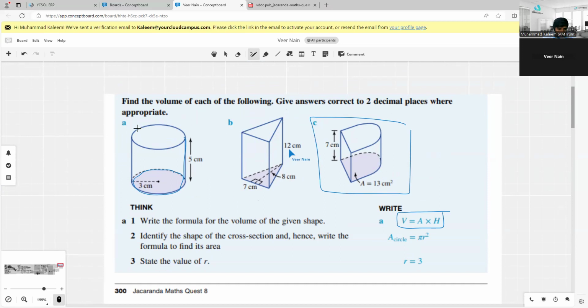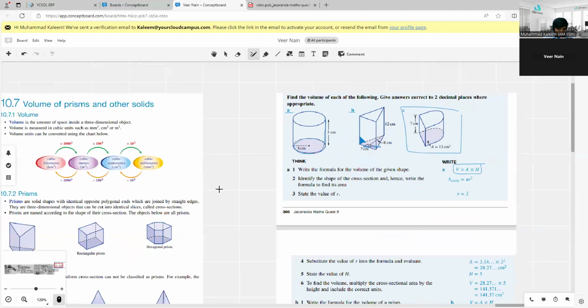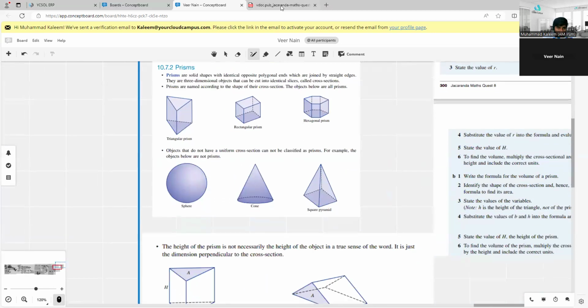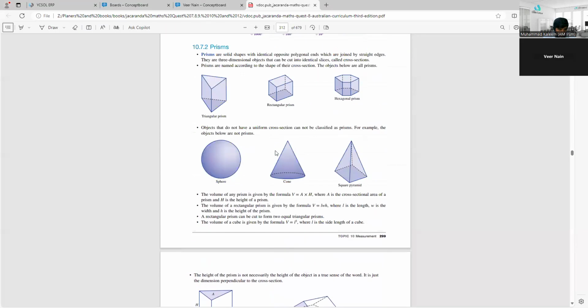Is it the same for everyone? Yes. Even for the sphere? Even for the square, we have to find the area of the base. For the sphere, no, we have a different formula. Let me paste the formula for the sphere.